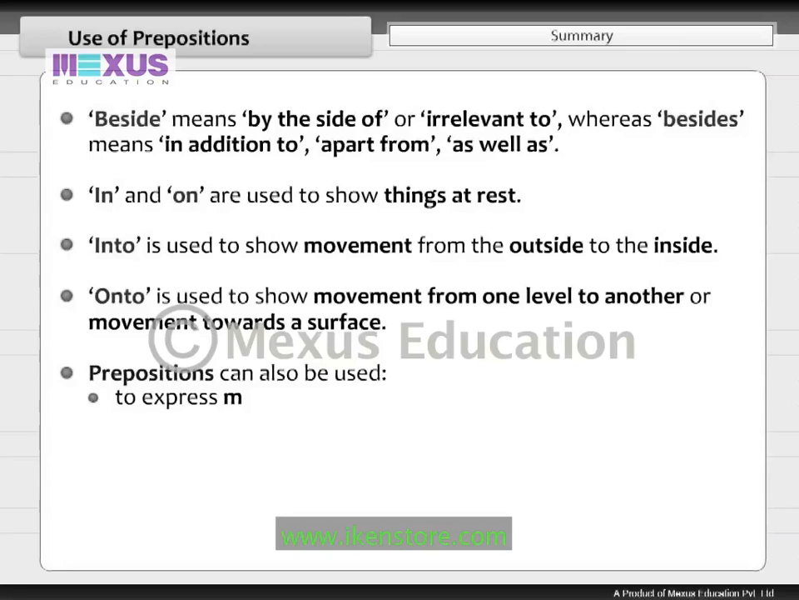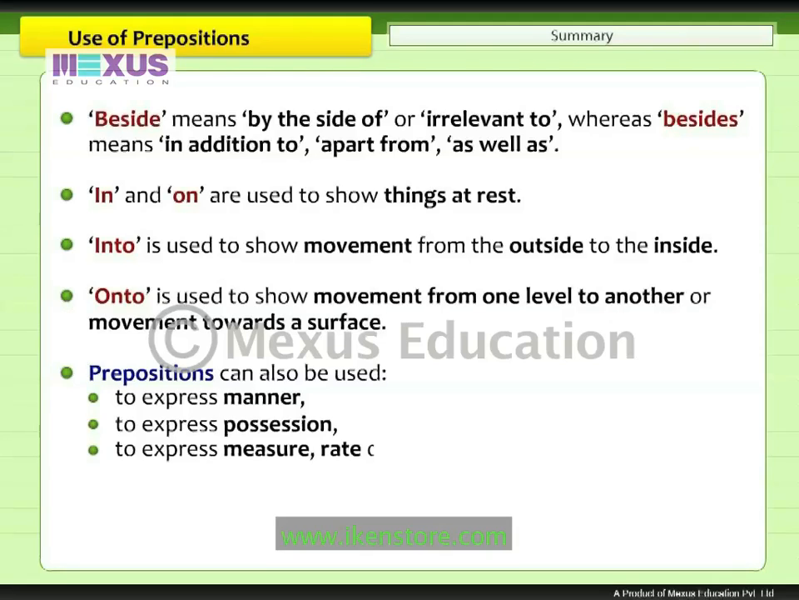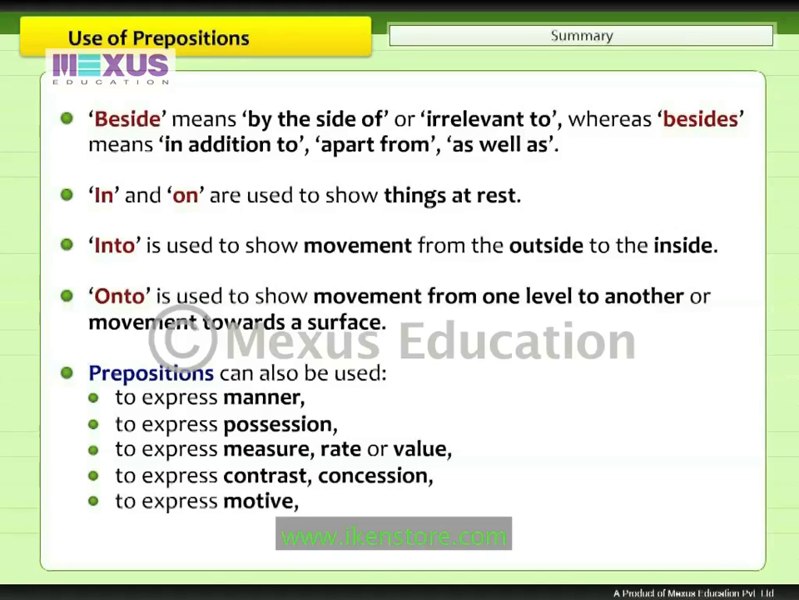Prepositions can also be used to express manner, to express possession, to express measure, rate or value, to express contrast, concession, to express motive, inferences.